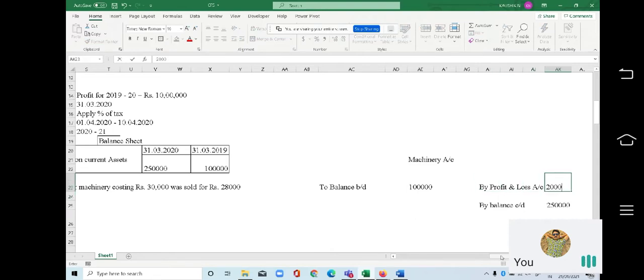Now for the sale of machinery, what is the journal entry? Tell me the journal entry for the sale of machinery. When you do sales, what will you get? Pass the journal entry for sale of machinery. It is the reversal of the purchase of machinery entry. So prepare the journal and tell me what is the journal for sale of machinery.